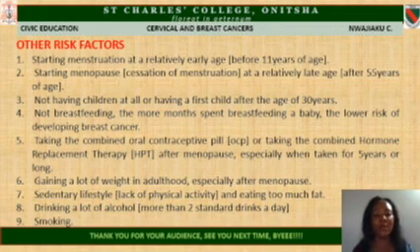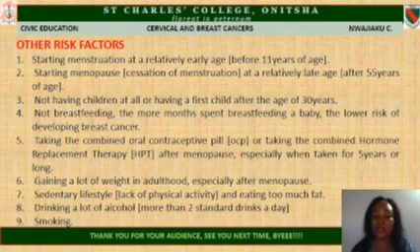Number 5, taking the combined oral contraceptive pill or taking the combined hormone replacement therapy, HRT, after menopause, especially when taken for 5 years or longer. That is what I just explained earlier. When some women take all these contraceptives or therapies to prolong their menstrual cycle, they end up getting into menopause at a relatively late age, which may expose them to the risk of breast cancer.